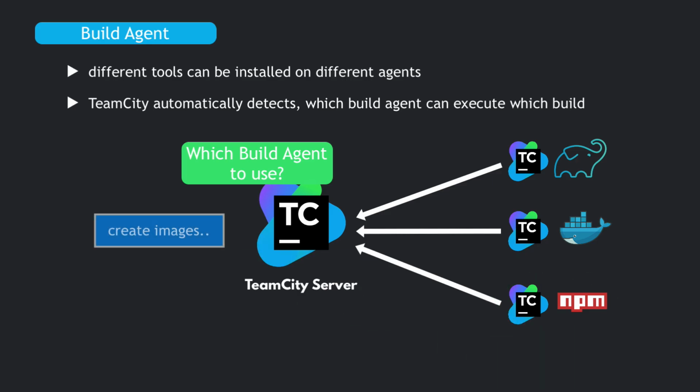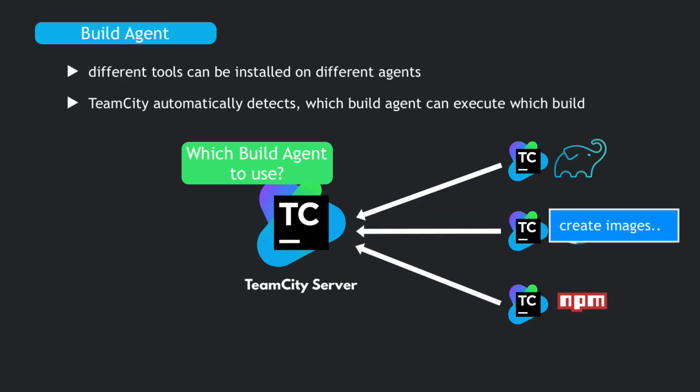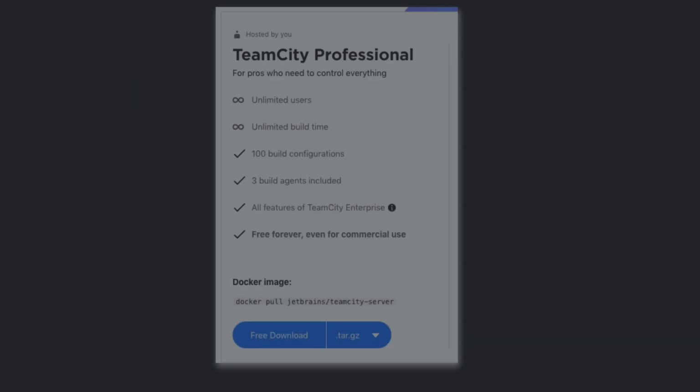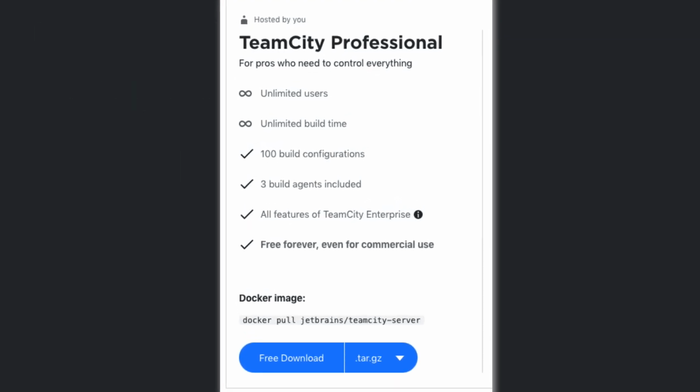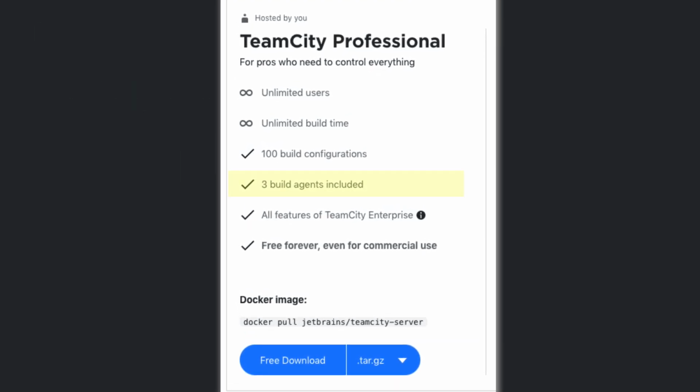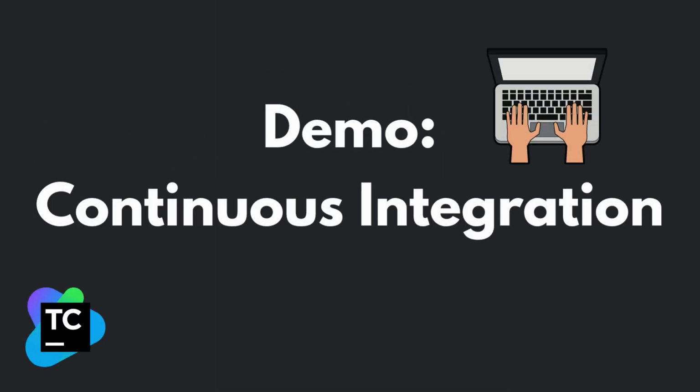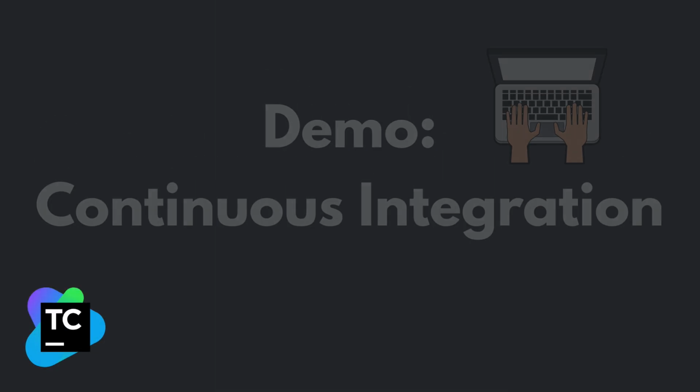If your build creates Docker images from your application and pushes them to a Docker registry, obviously Docker will be needed to run these steps, right? So TeamCity will automatically detect a build agent with Docker installed on it and execute the build on that build agent. And in the free professional version of TeamCity, you can connect up to 3 build agents to your TeamCity server. Now let's see how TeamCity works in action.